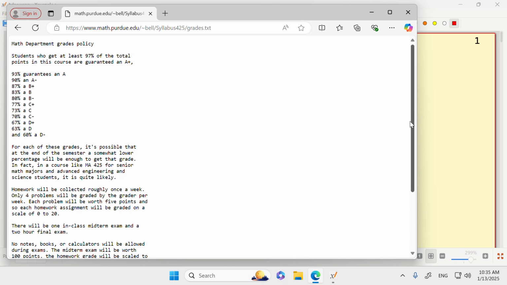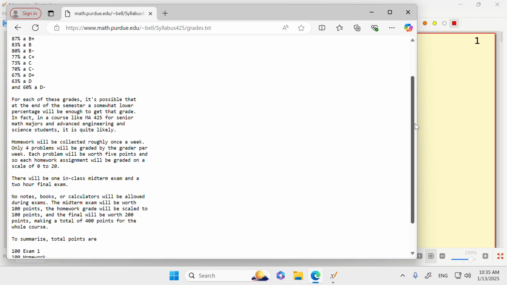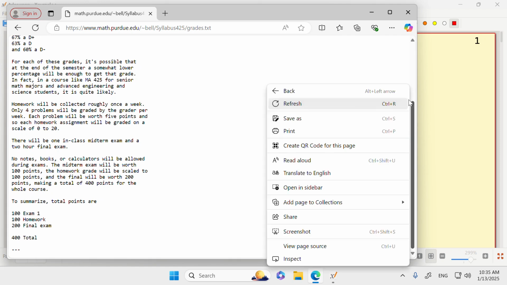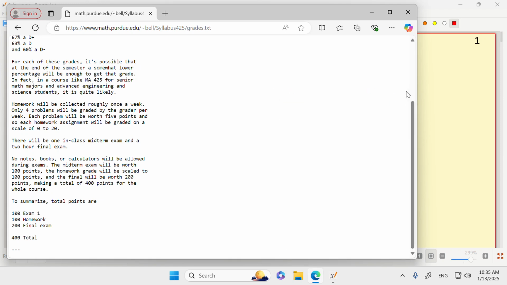Let's see, why won't this go down? The midterm exam will be 100 points. The homework will scale to 100 points total. And the final exam will be 200 points, for a total of 400. And those percentages at the top, I hope this still works.